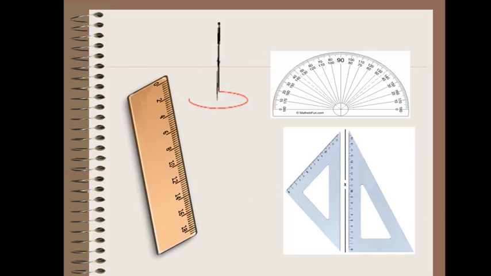So, before we start, we need to understand our basic geometrical tools which we are using to construct various geometrical shapes. So on your screen we have scale, protractor, set square, compass. All these tools are available in your geometry box. So you can make use of these tools to draw or to construct geometrical shapes and figures.